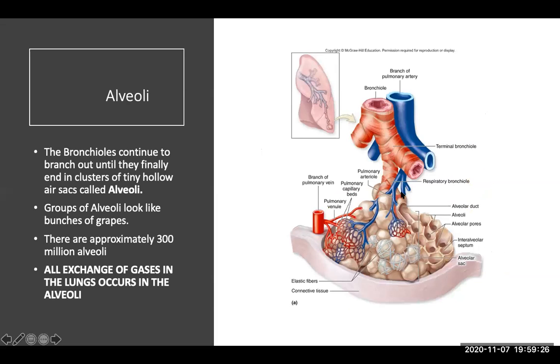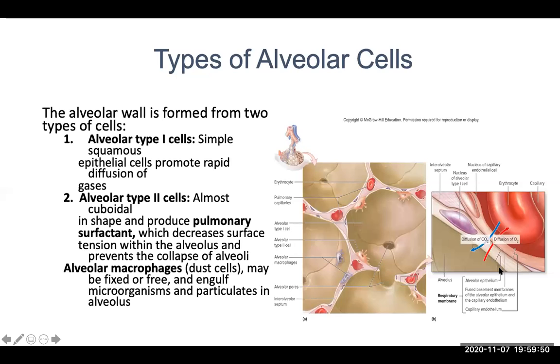So here's an alveoli. The bronchioles continue to branch out until they finally end in clusters of tiny hollow air sacs called alveoli. Groups of alveoli look like little bunches of grapes. There are approximately 300 million alveoli in your lungs, and all exchange of gases, carbon dioxide and oxygen, occurs in the alveoli. There's different types of alveolar cells.